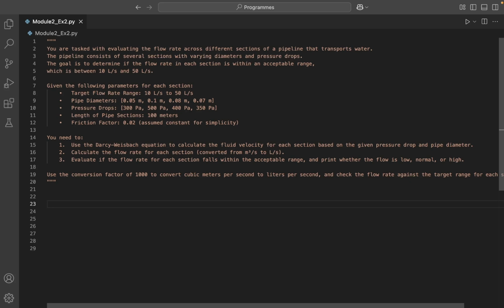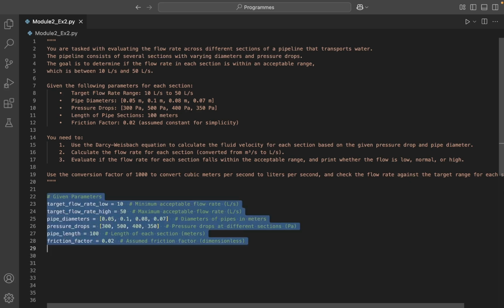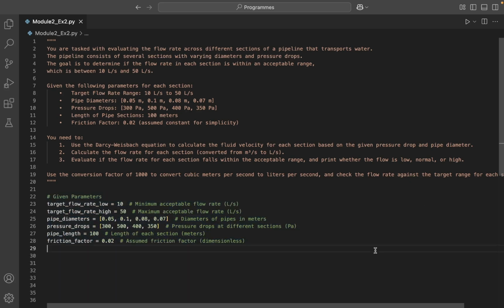Here the goal is to determine if the flow rate in each section is within an acceptable range, and the acceptable range provided is between 10 liters per second and 50 liters per second. Some parameters are given for each section. Let us first define all the parameters as variables. As you can see, the target flow rate at the lower side is 10, and the target flow rate at the maximum acceptable range is 50.